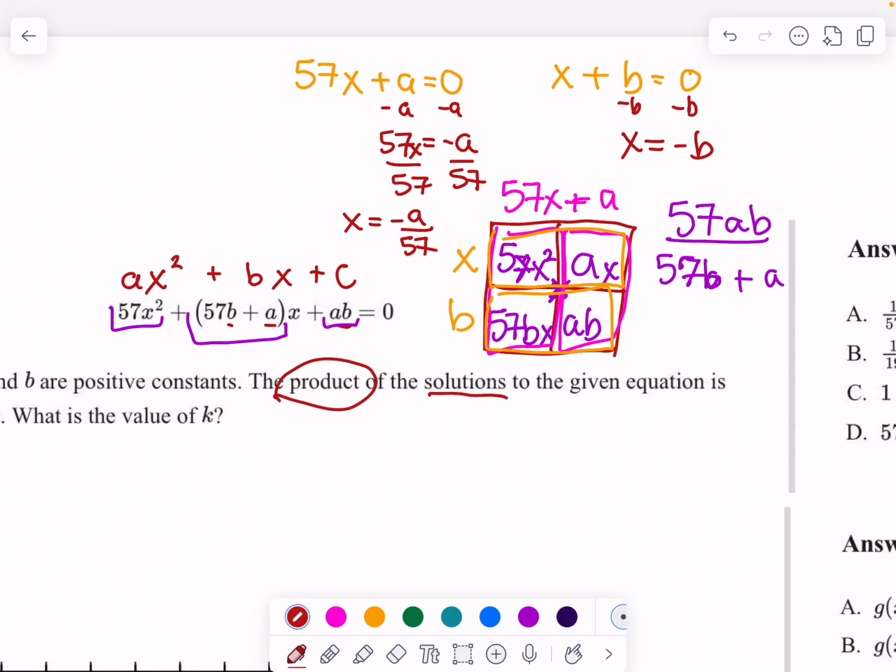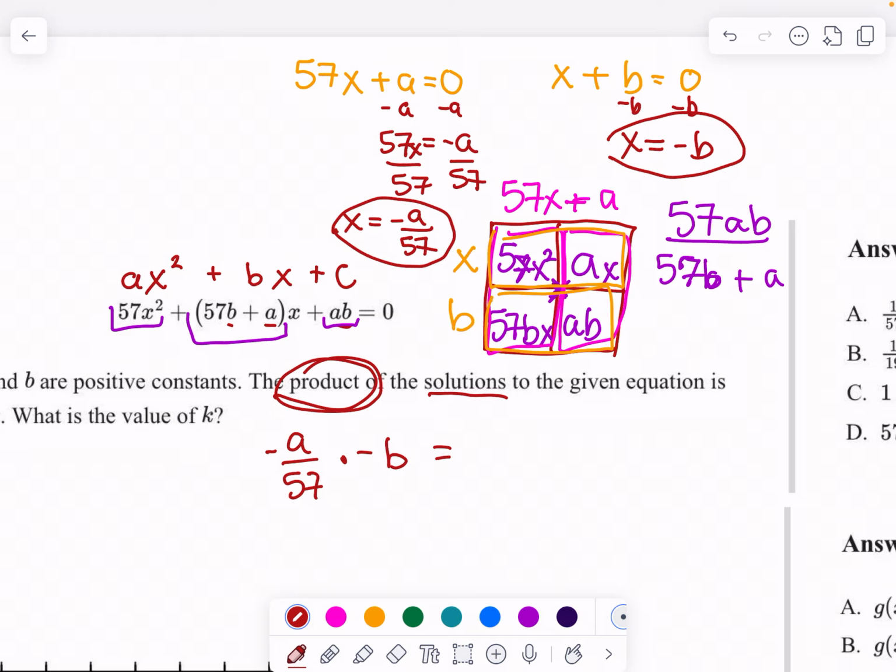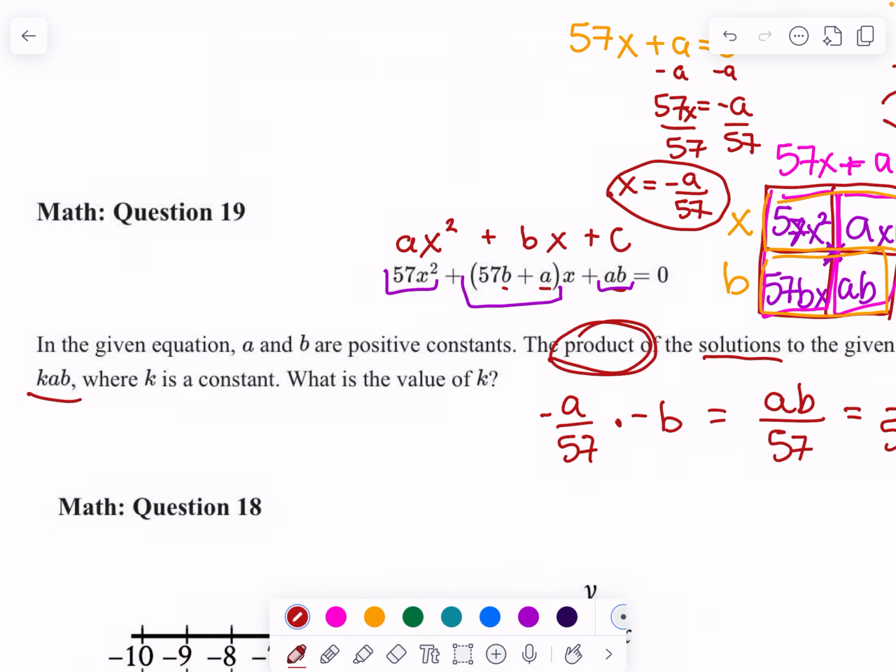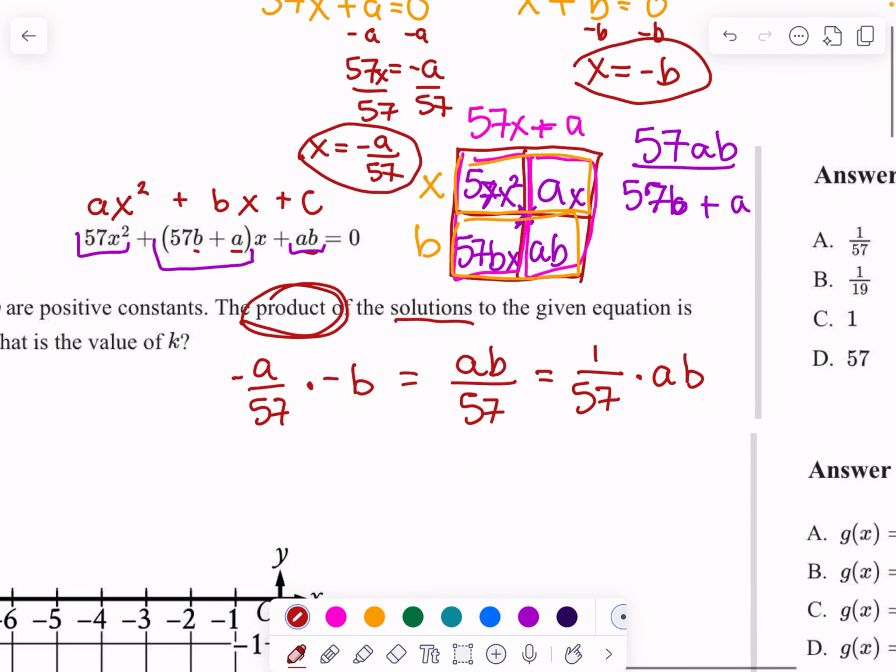But now this wants us to do the product of those solutions. So here we have one solution, there we have another solution, and we're going to multiply them. So we'd have negative a over 57 multiplied by negative b, and that would be ab over 57, which I could rewrite as 1 over 57 multiplied by ab. Well, this form really works nice because it says over here kab, where k is a constant. Didn't say it was a nice number, but it would be 1 over 57 because there's the k. So that would be A is our answer for that one.